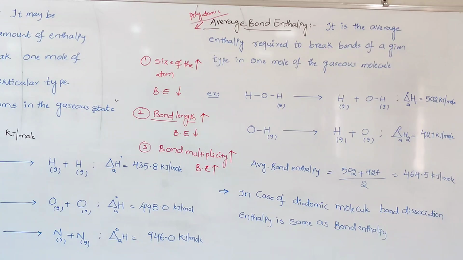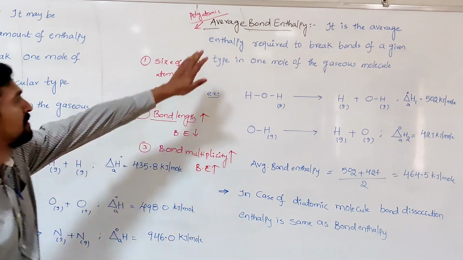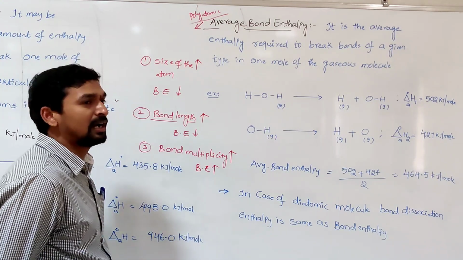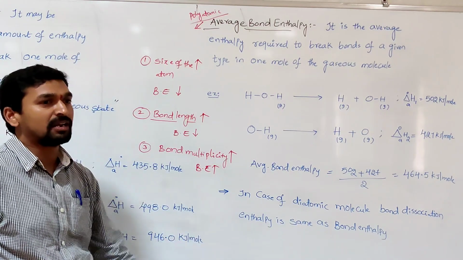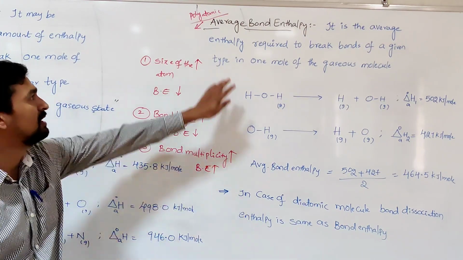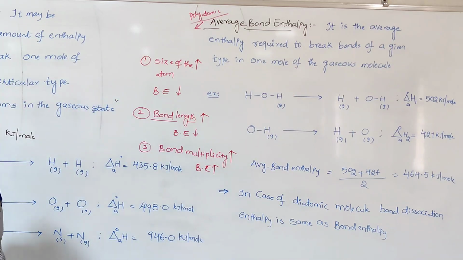So simply, bond enthalpy is nothing but the amount of enthalpy required to break 1 mole of bonds of a particular type between the atoms in gaseous state. It is expressed in kilojoule per mole, and bond enthalpy cannot easily be applied in the case of polyatomic molecules or ions. In that case, we take the average bond enthalpy. We calculate the bond enthalpy required in each step, then take the average of all the bond enthalpies. Finally, we get the average bond enthalpy.